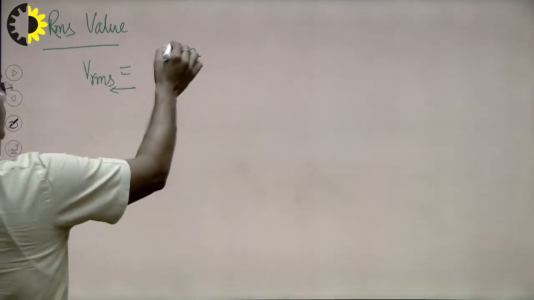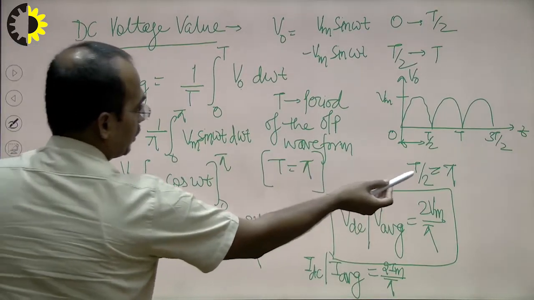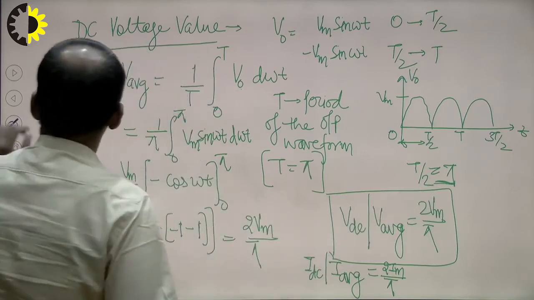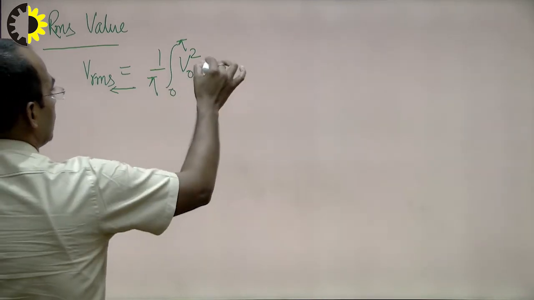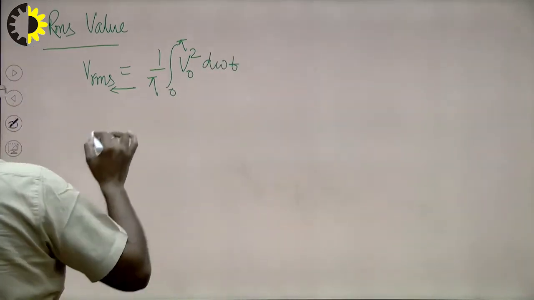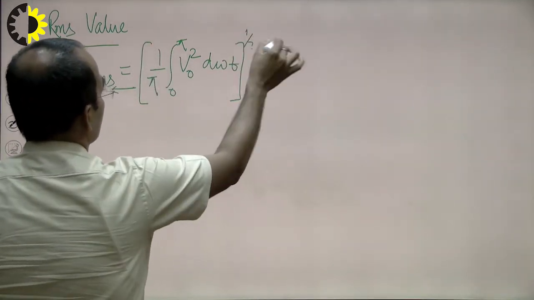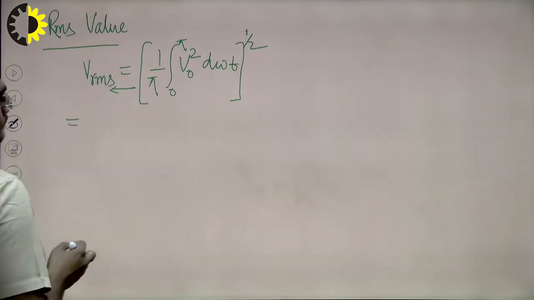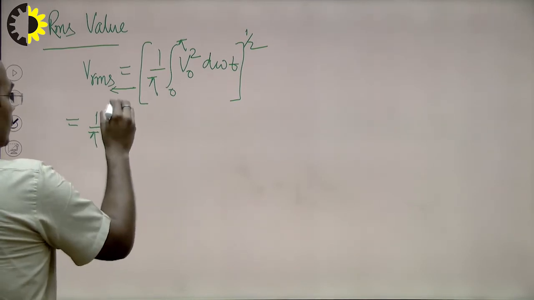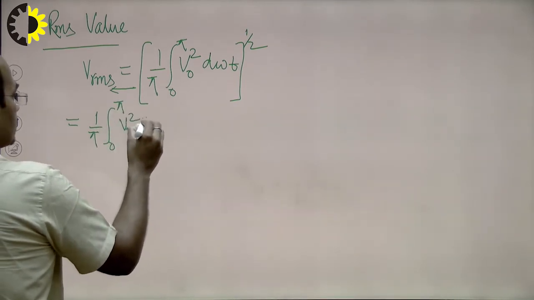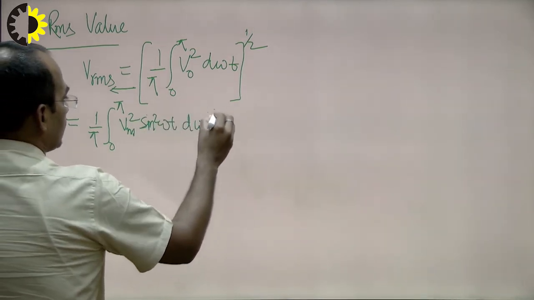So I am writing directly here 0 to pi, as I told you in the previous slide that the period of this output waveform is pi. So I am writing here 0 to pi, 1 by pi, d omega t. After that you have to take the root. Now you can write here (1 by pi) integral 0 to pi Vm square sin square omega t d omega t, power half.